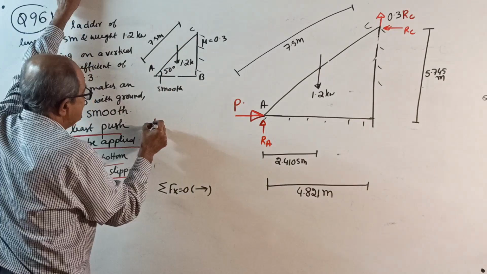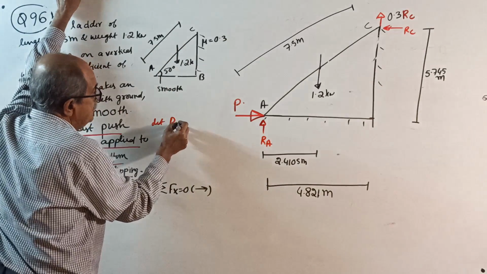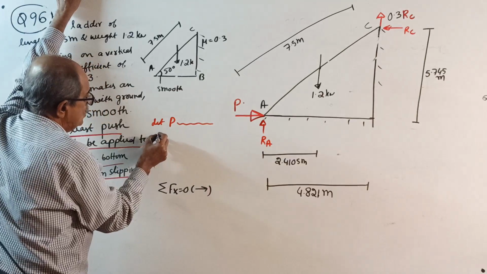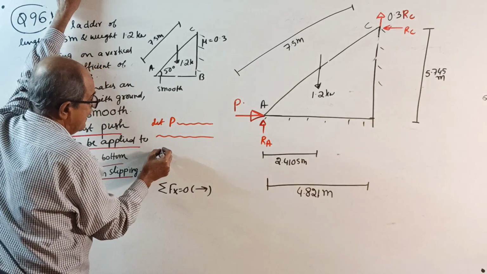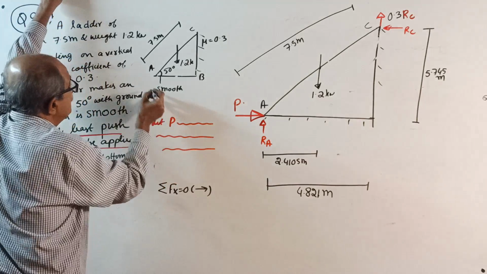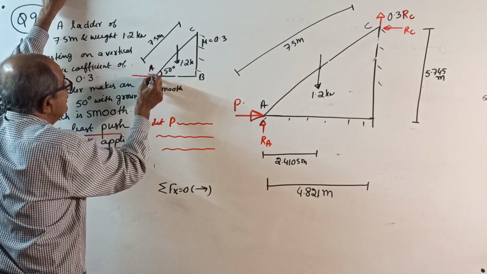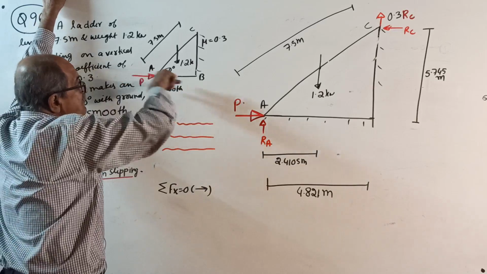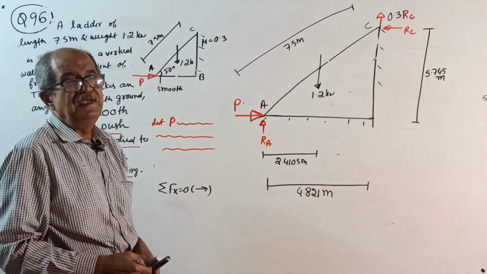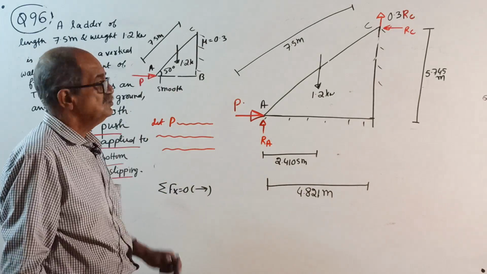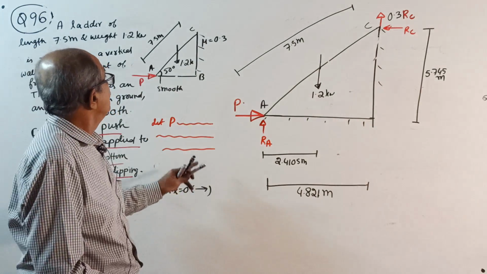See, let P be the least push required to be applied to the ladder at the bottom to prevent it from slipping. It is like this. Why? Friction is not there, so least push required. It is like this now. Okay. So now, that's all.